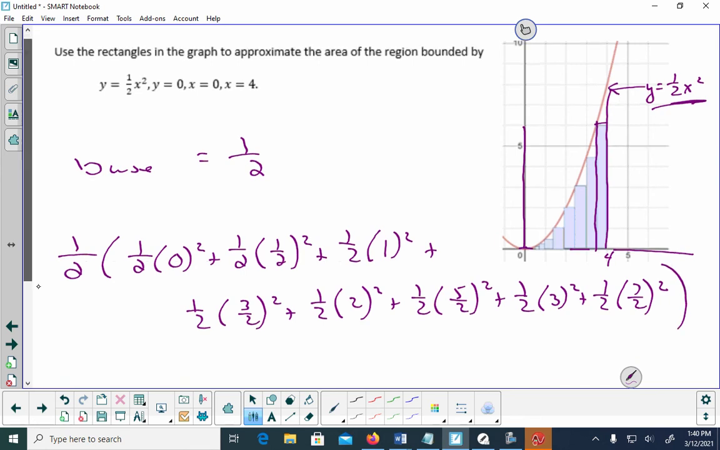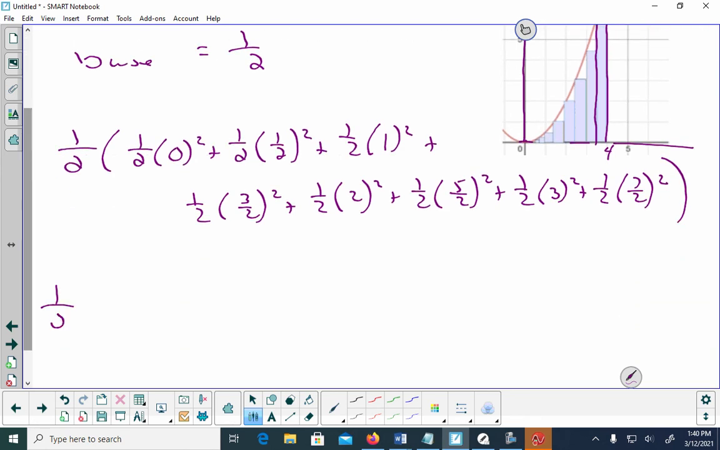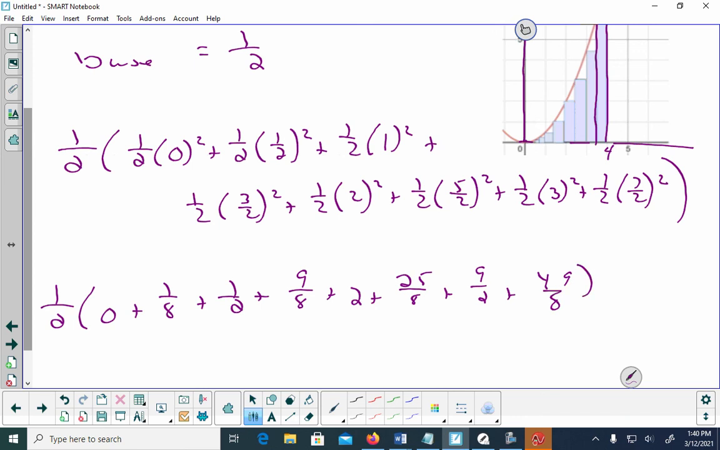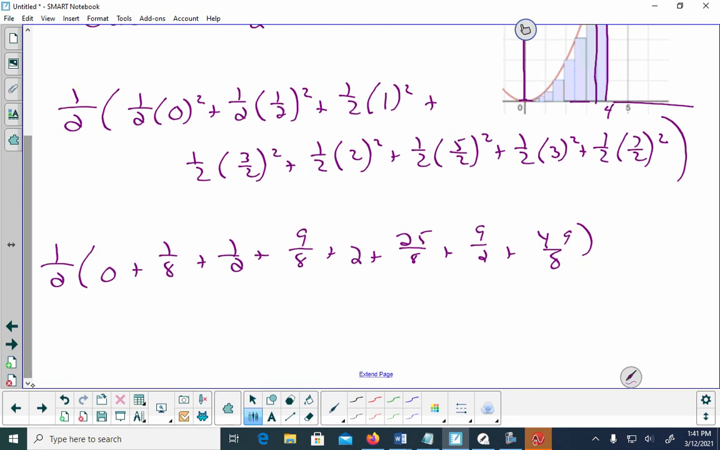However, whatever makes you happy. Well, this first one's easy. That's 0. And then it's going to be 1/8 plus 1/2 plus 9/8 plus 2 plus 25/8 plus 9/2 plus 49/8. And I just put all those in my calculator, and I kept it as a fraction. You can do it as a decimal. It doesn't matter. And when I do all this, I am going to get as an answer 8.75.